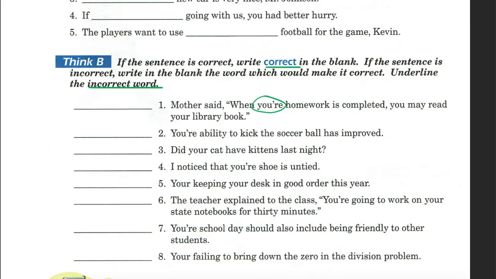Mother said when your homework is completed, you may read your library book. Okay, so they're using the apostrophe you apostrophe re, meaning this is you are. Does that make sense? Nope, that's incorrect. So underline the incorrect word. So you need to underline this. Underline it, and then write the correct word in the blank. So instead of you apostrophe re, they should have wrote your, the one without the apostrophe.